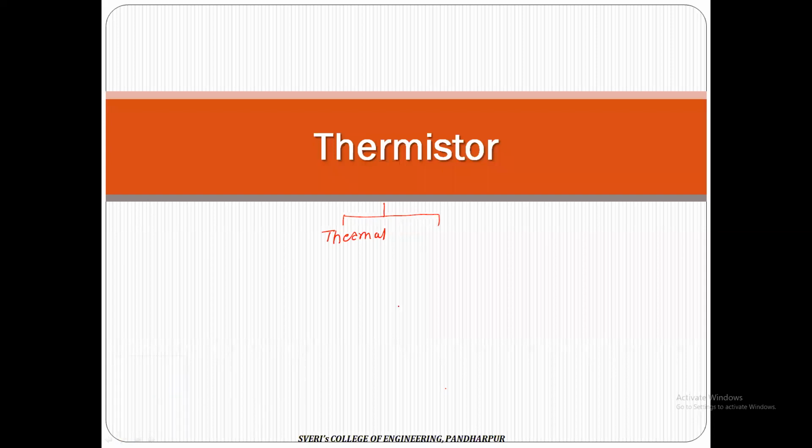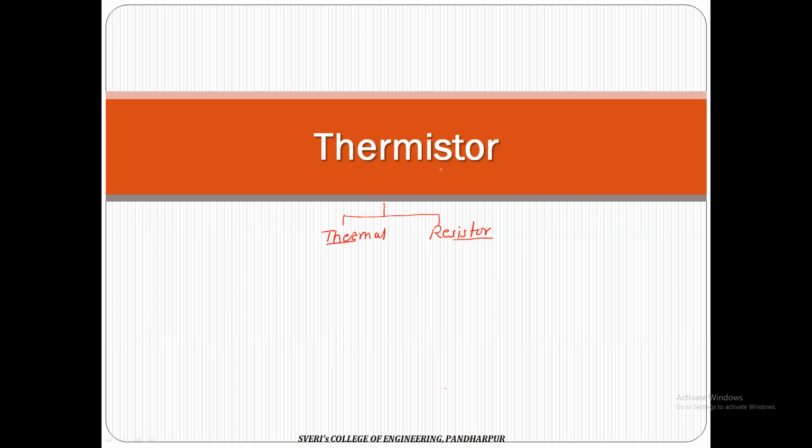Okay, so now this is the next type of thermocouple. If you try to read it, the title name of that thermocouple is a thermistor. Actually, this name is the combination of thermal and resistor. So you can find it, thermistor. Is it right? So in this way the name is decided.